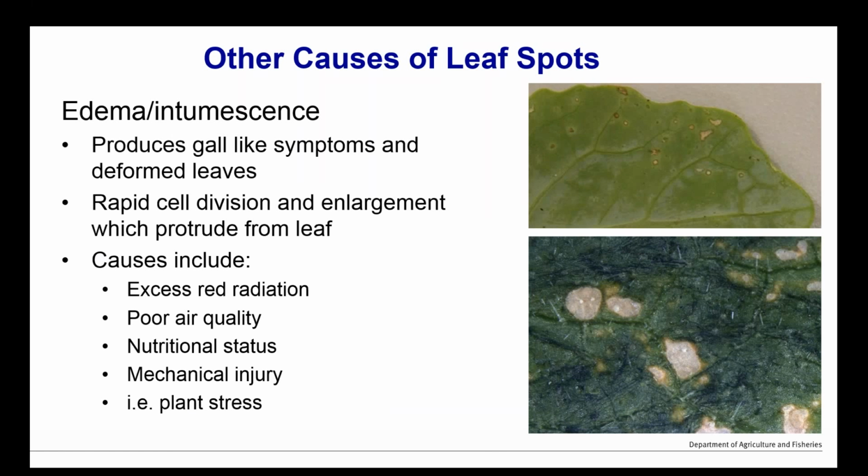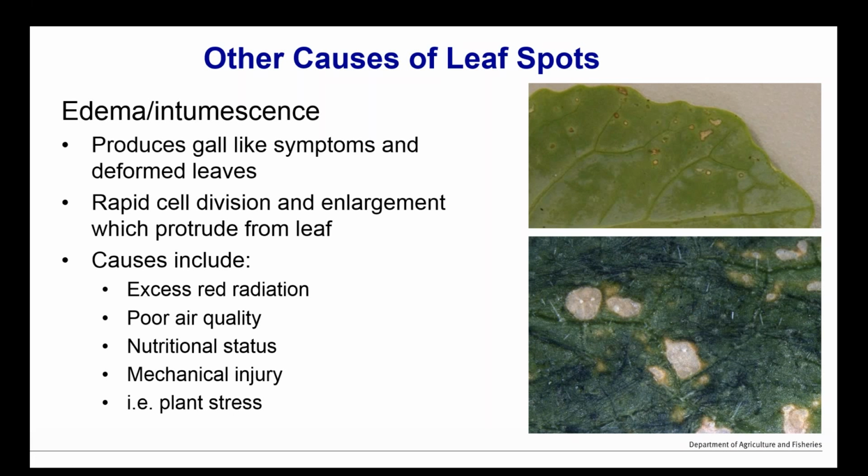So first of all, edema. Edema and intumescence, they're a gall-like symptom, a gall being a ball of cells which tend to be grey, brown, beige in colour, as per these spots here. What happens is the cell of the plant leaf as it's growing produces too many cells. The cells themselves blow up, as in they become enlarged with water. This causes the leaf area to bulge out and look like a gall.